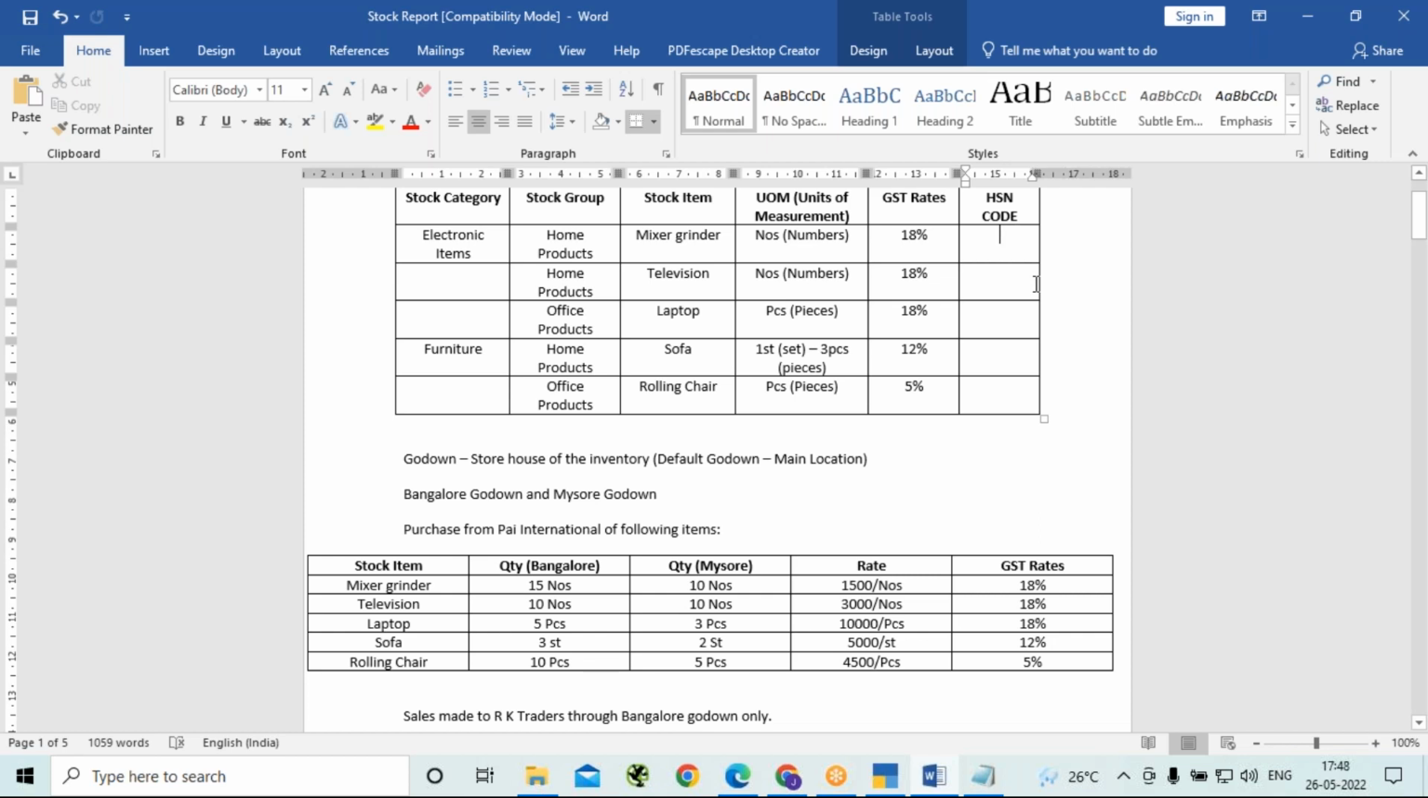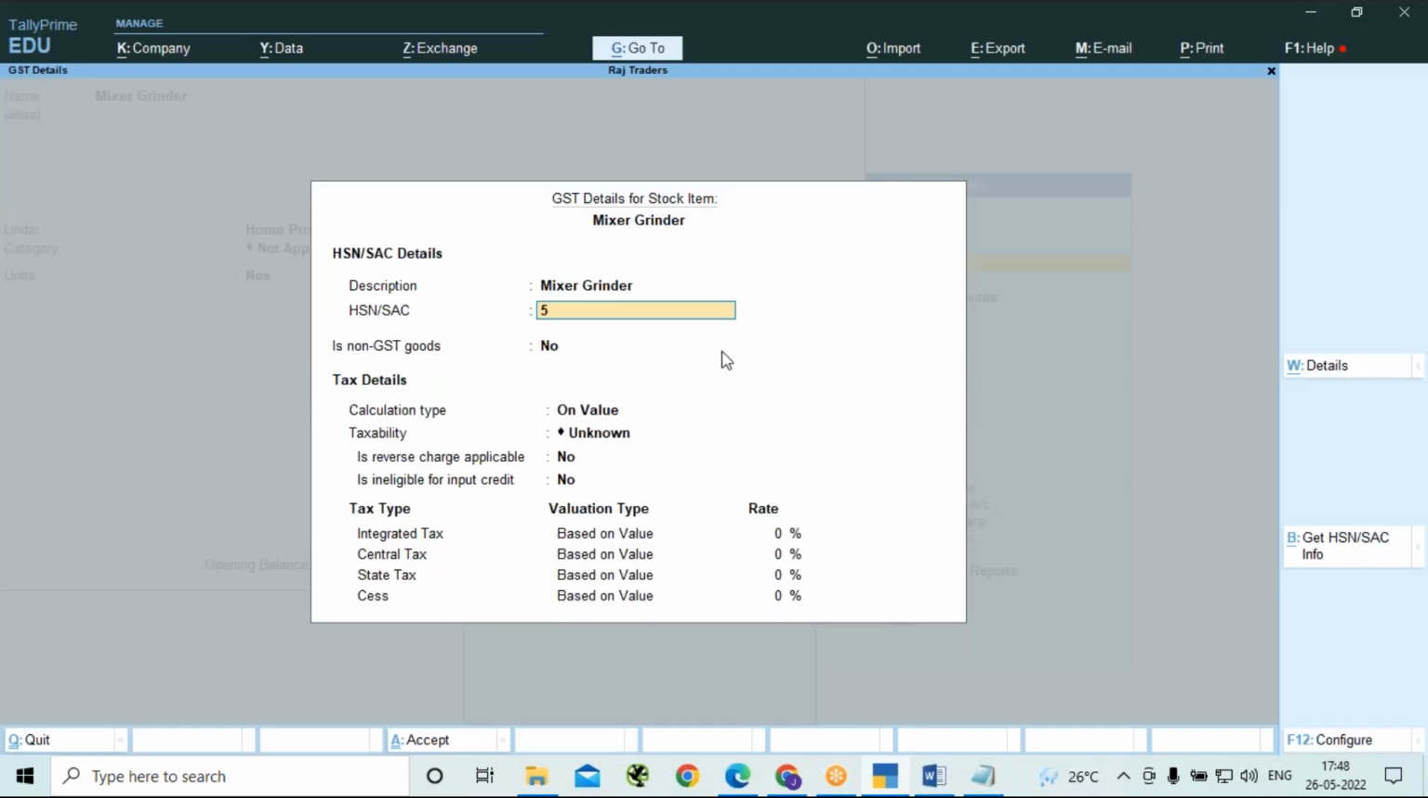Let me just give it as an assumption. Yes, so let me keep it like this. So let me add these numbers over here. So for the first one it is 5412. Yes. Okay, next, the calculation type.